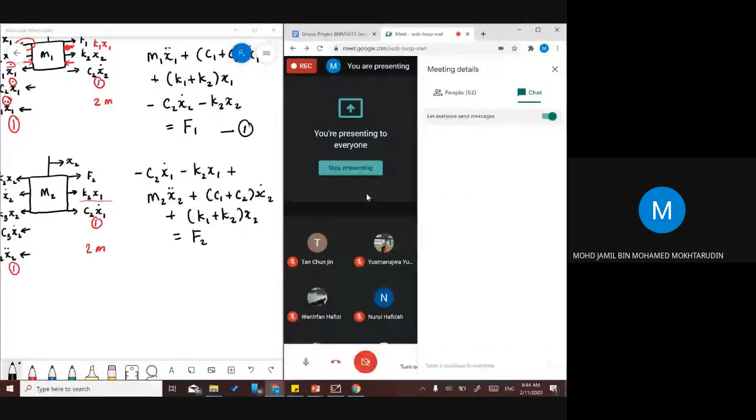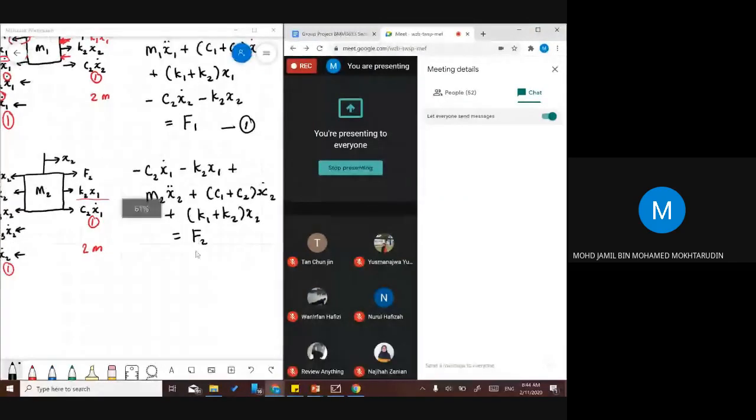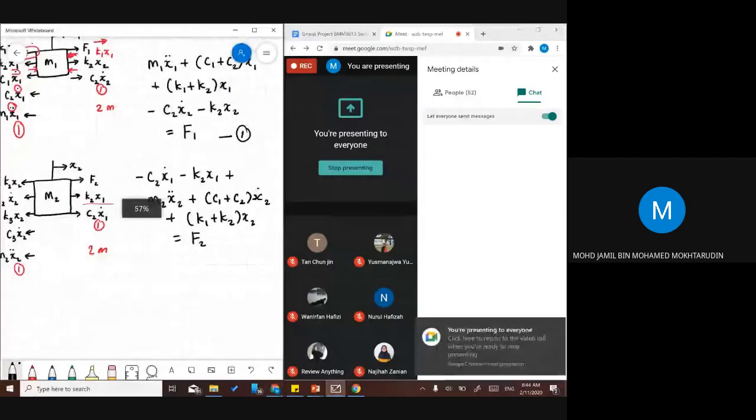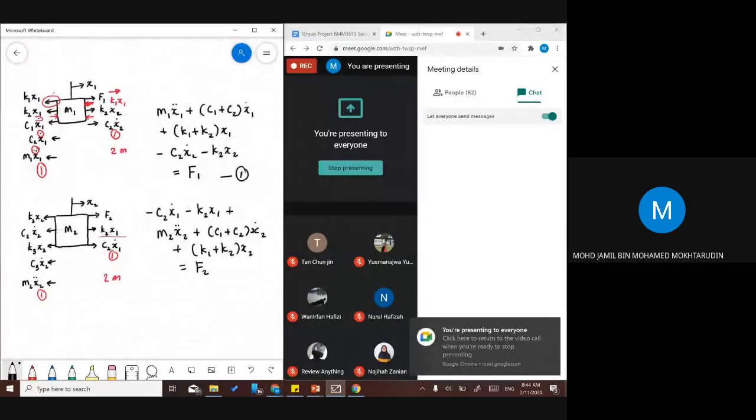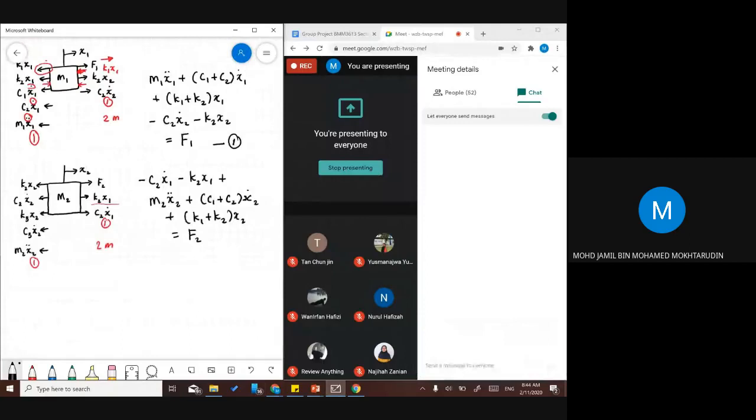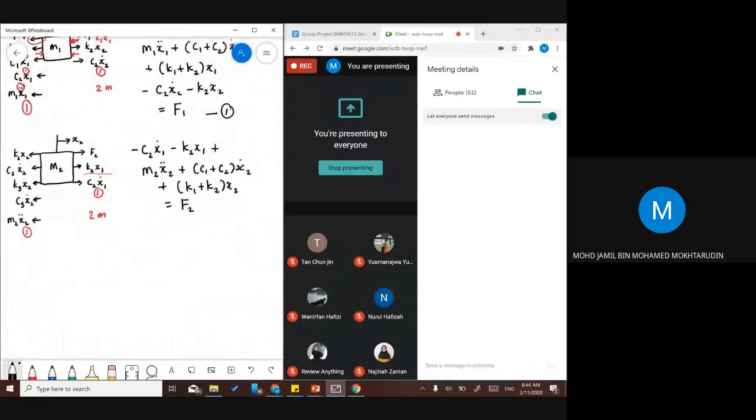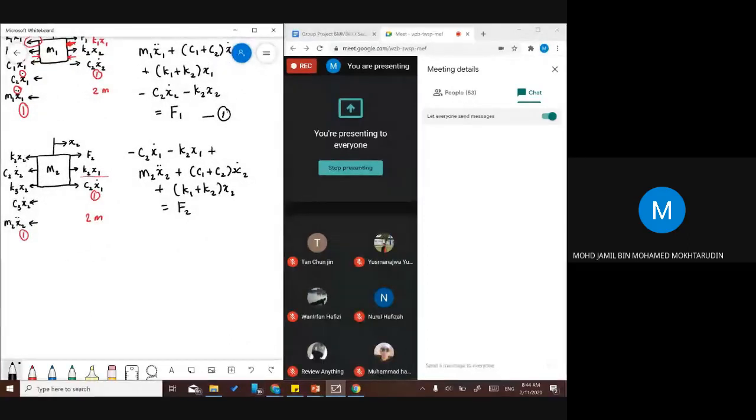Okay, so after you have the free body equation, then you can write in terms of frequency response, okay? So using a Laplace transform.